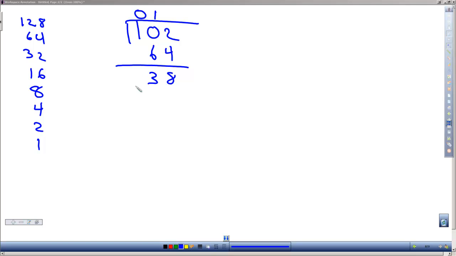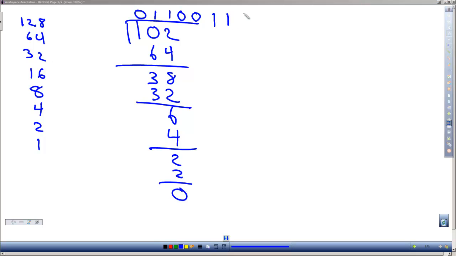Well, will 38 go into 32? Yes, it will. So we've got another 1. That leaves us with 6. Well, it won't go into 16, so a 0 at the 16 point. It won't go into 8, so a 0 at the 8. But it will go into 4, so we have a 1 in that power. Leaves us with 2. Well, that will go into 2, so a 1 there. There's nothing left in the remainder, so our answer here is 0, 1, 1, 0, 0, 1, 1, 0.